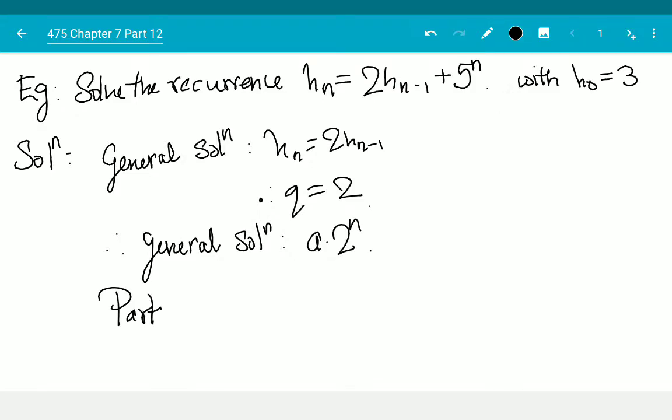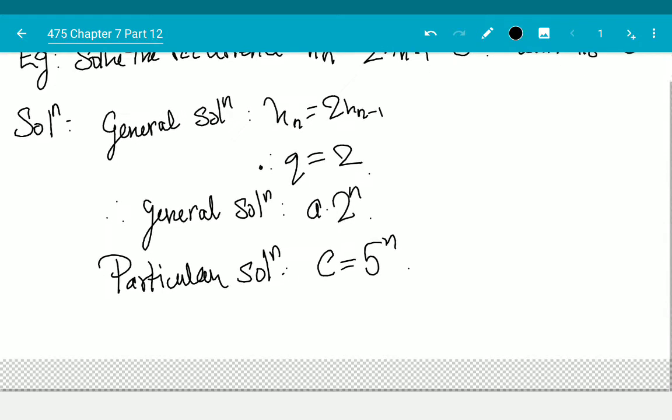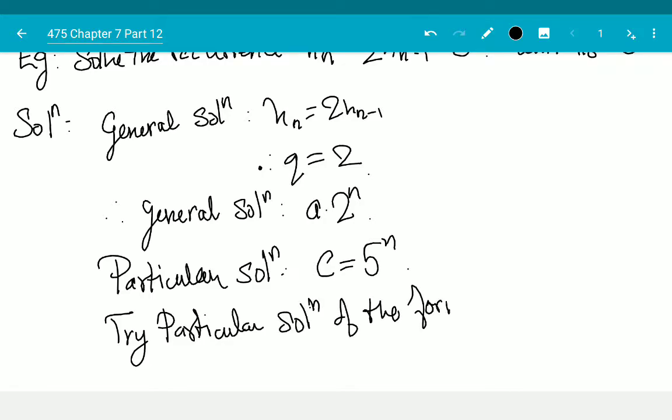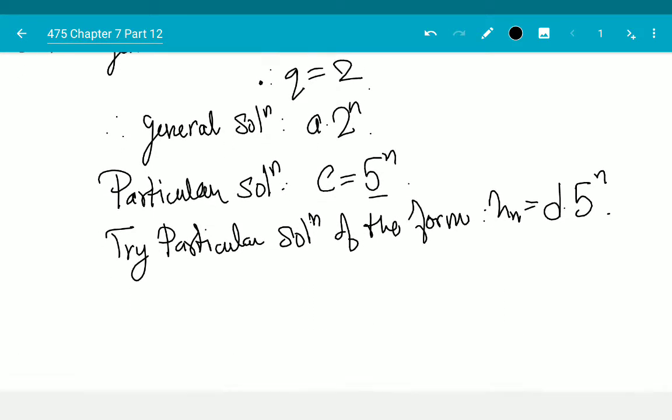Particular solution. For the particular solution, I have c is equal to 5 to the n. Try a particular solution of the form h of n is equal to d times 5 to the n. Okay, so if this is exponential 5 to the n, I have to try d times 5 to the n of the exact same type.